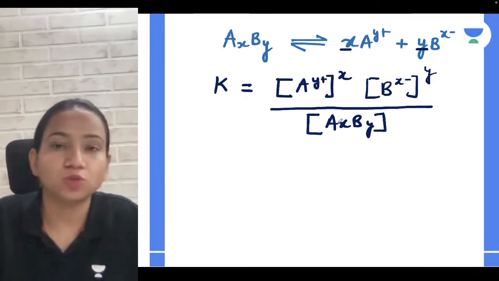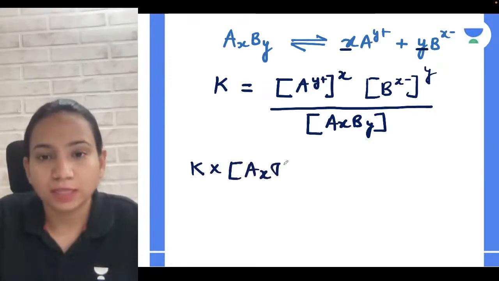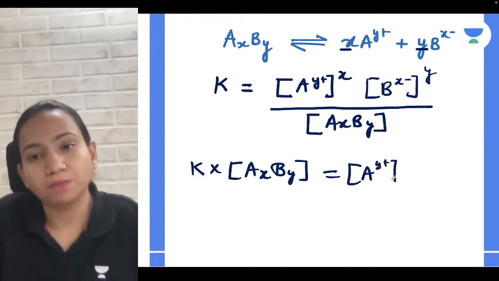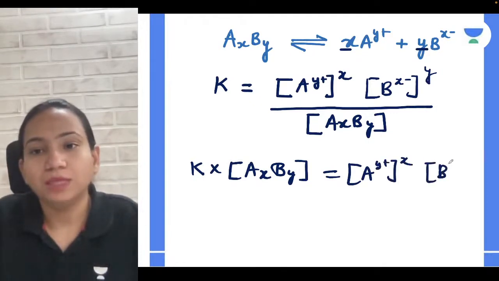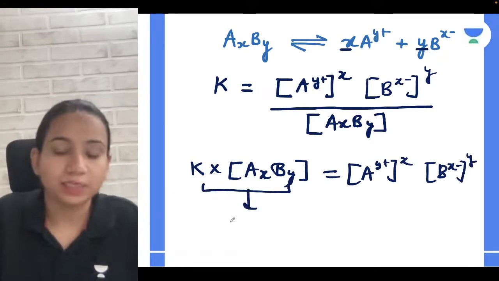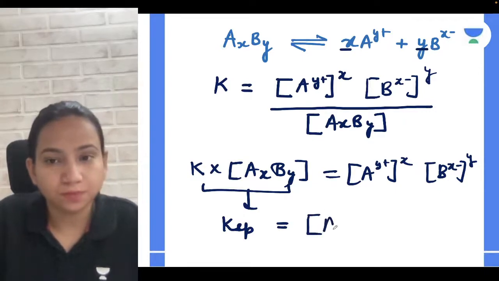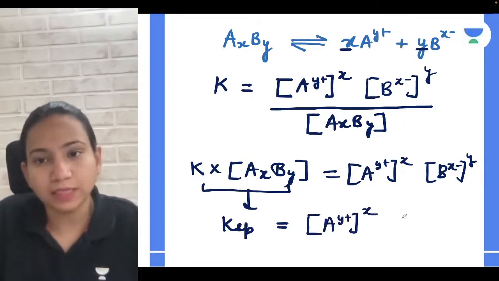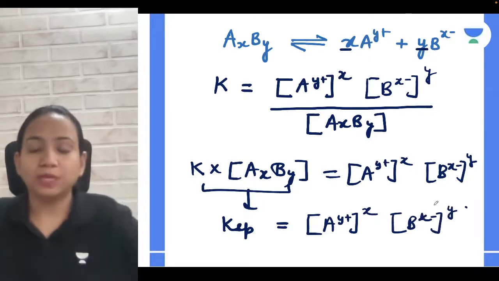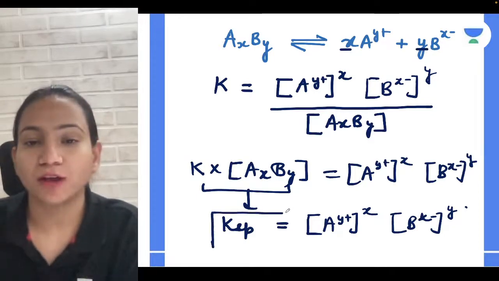Now, because for the salt the concentration is going to be fixed, if I multiply K into the A_xB_y concentration, which will be [A^(y+)]^x [B^(x-)]^y, this all together I can consider as Ksp. So Ksp will be equal to [A^(y+)]^x [B^(x-)]^y. So basically, whatever ions it dissociates, how can you write Ksp? With the number of ions it dissociates.